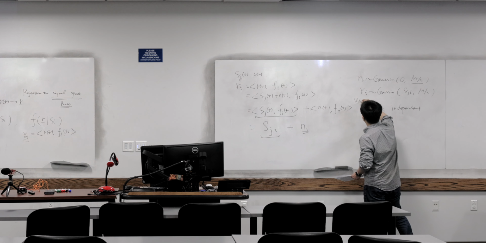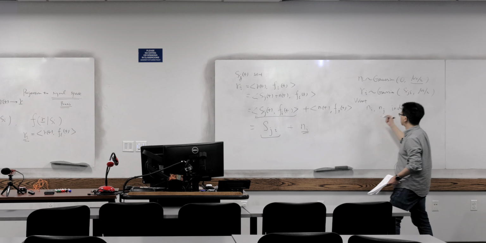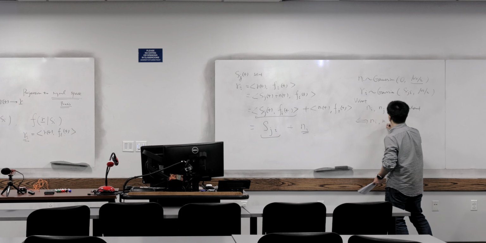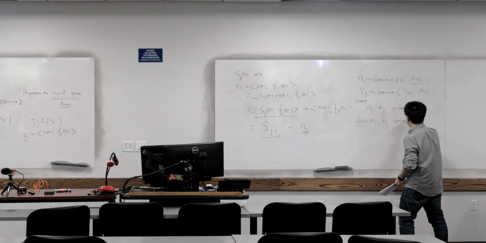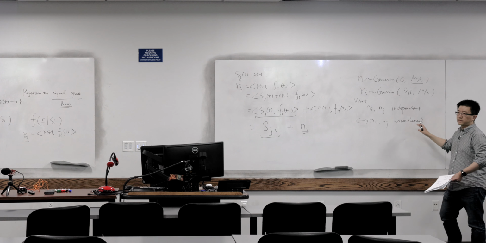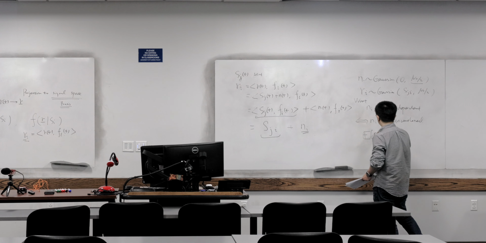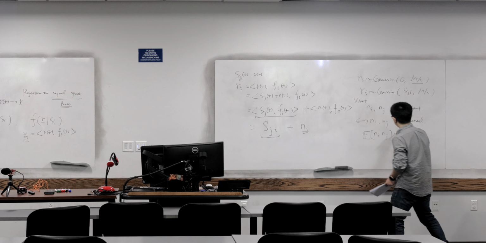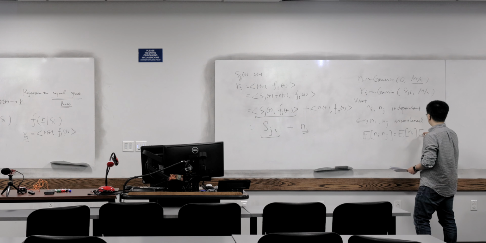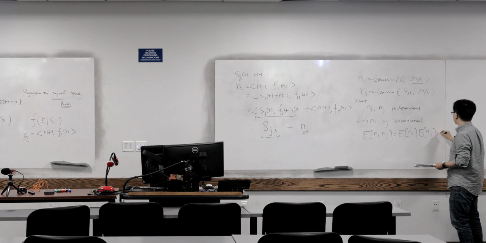Right, this is what we want. We know Ni and Nj are Gaussian distributed, so this works in both directions. If we can show that Ni and Nj are uncorrelated, then we're fine, right? Uncorrelated basically means that the expectation of Ni times Nj equals the expectation of Ni times the expectation of Nj, which equals 0.